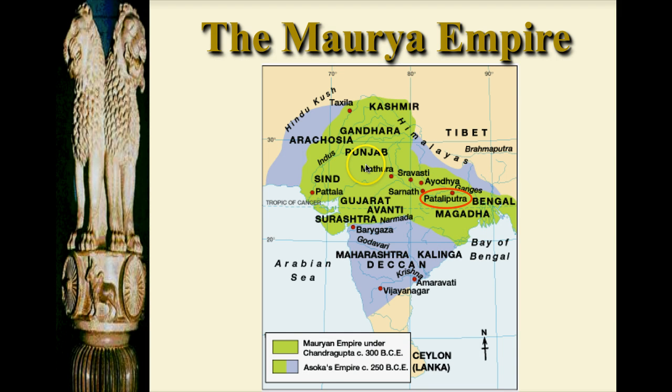So the Mauryan Empire is going to take up almost all of India. It's going to go over to Bangladesh over here, Nepal, Afghanistan, Kazakhstan, so a lot of South and Central Asia.